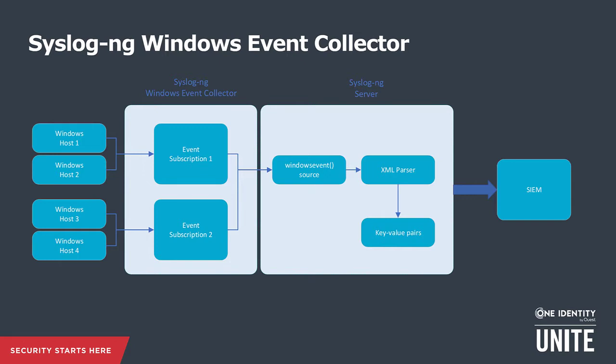The WEC service receives these events and then passes them to a Syslog NG Windows event source, which then runs them through an XML parser to break out all key value pairs like application, event ID, etc. And then from there, Syslog NG can filter, process, and reformat the logs however you want before storing or sending them on to a SIEM or other log consumer.